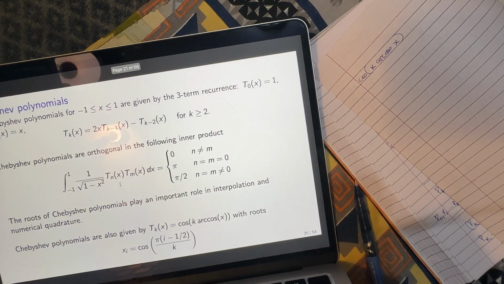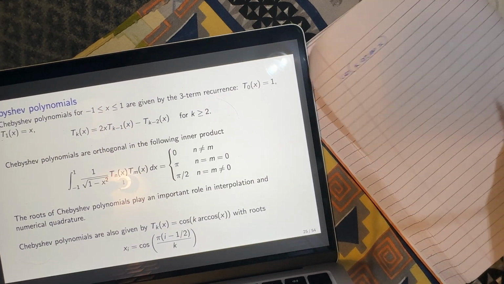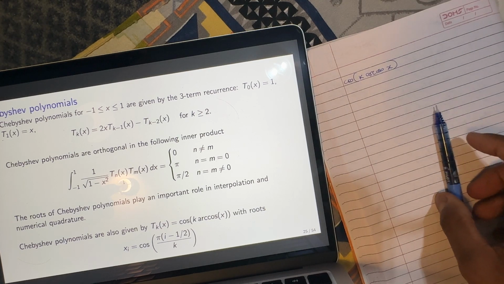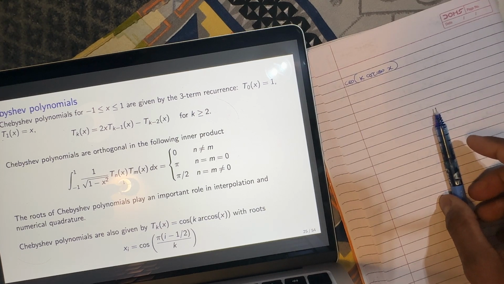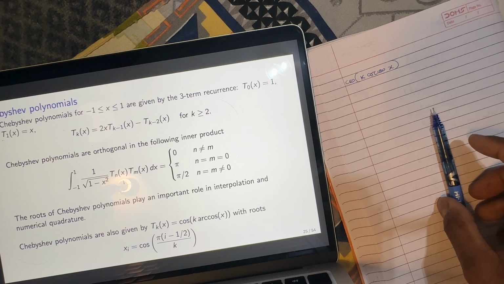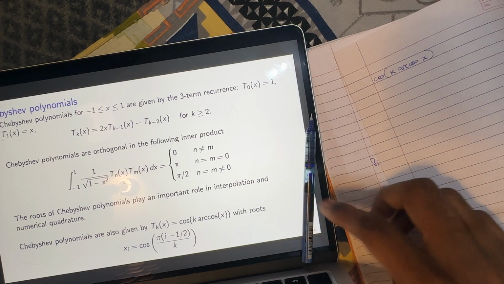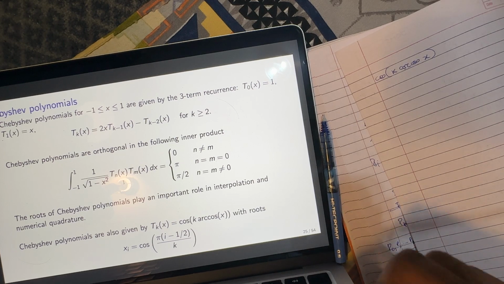All right. So these are Chebyshev polynomials. It satisfies this recurrence relation with this inner product, with this specified inner product, right?